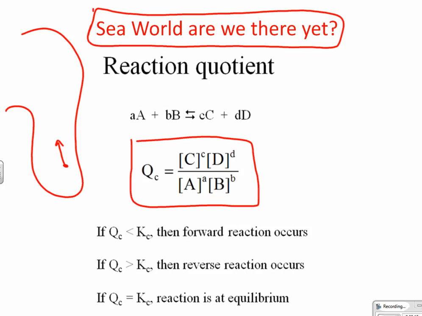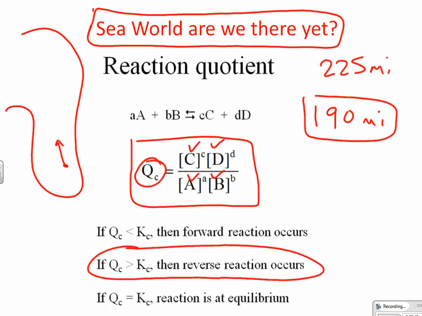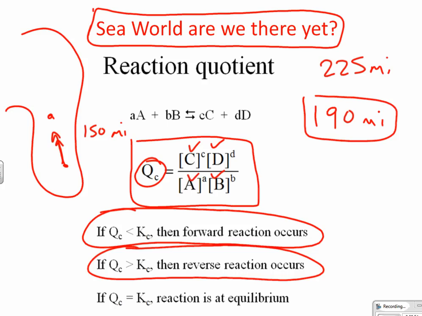If Q is larger than K, like if SeaWorld is 190 miles away, and we drove 225 miles from Boca, we know we would have to go back. So when Q is larger than K, the reverse reaction occurs. If SeaWorld is 190 miles away, and we've only driven 150 miles, that means the reaction must go forward to reach equilibrium, and then if K and Q are equal, it means we are at equilibrium. Here's an example from an AP exam.